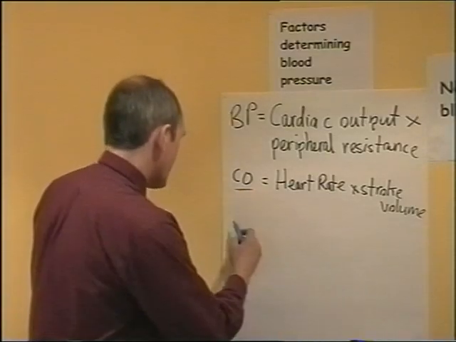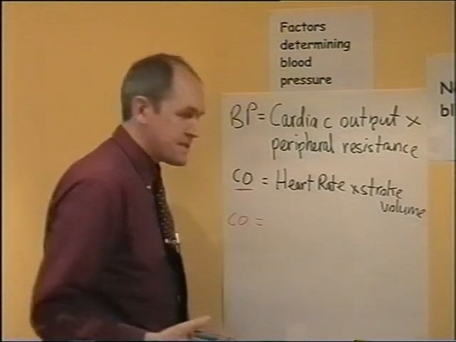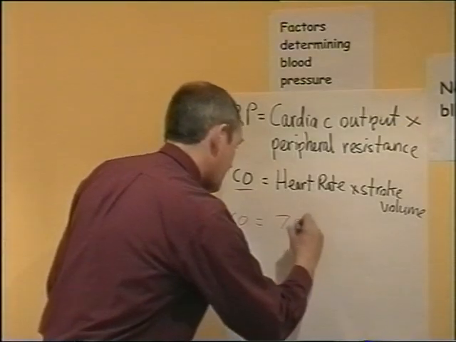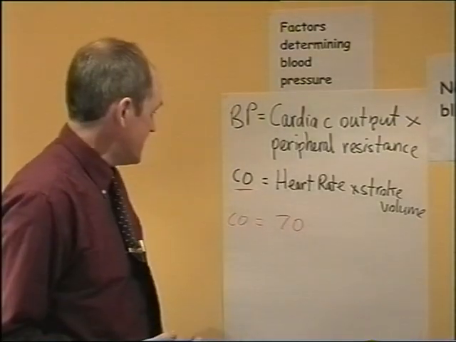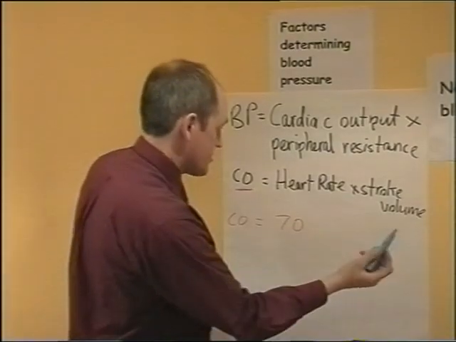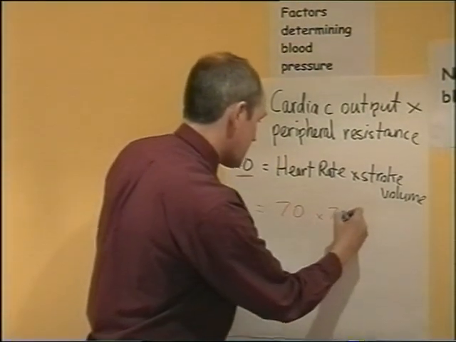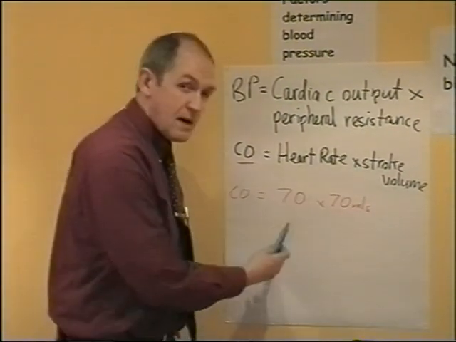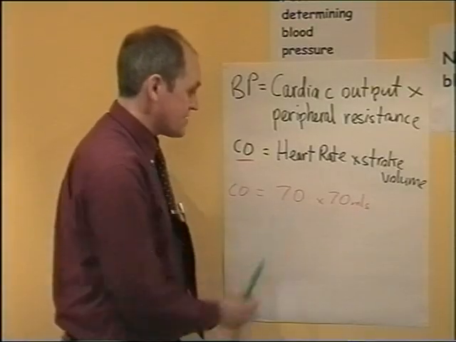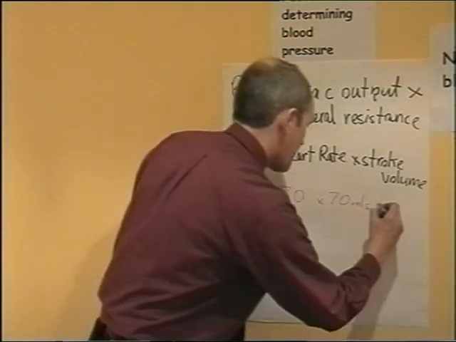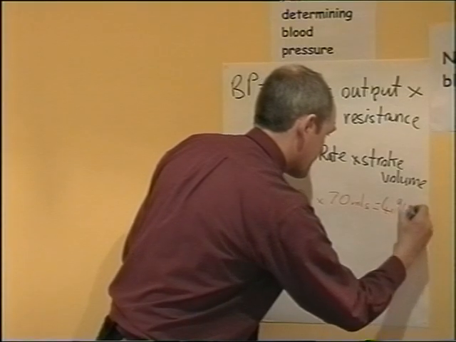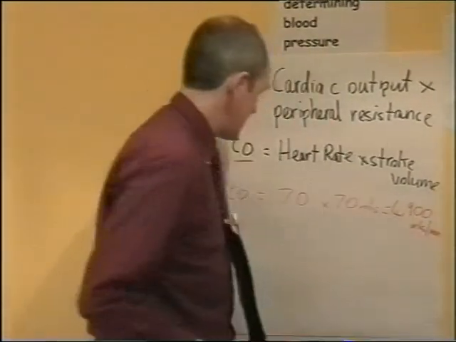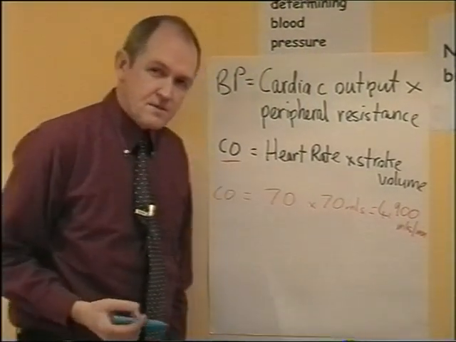So cardiac output equals heart rate times stroke volume. Let's say a normal heart rate is 70 beats per minute. So the heart is beating 70 times per minute. And let's assume that the stroke volume is, say, also 70 mils. So 70 times a minute, the heart is beating out 70 mils of blood, which would equal 4,900 mils a minute. In other words, round about 5 litres.